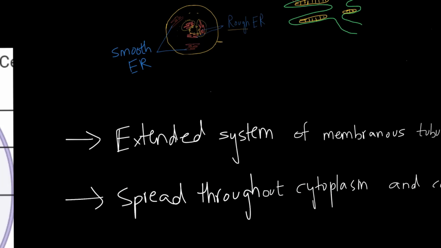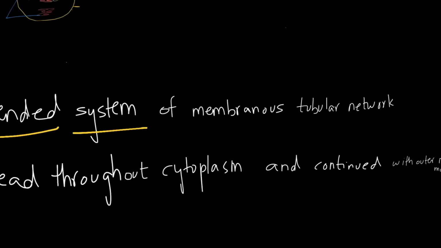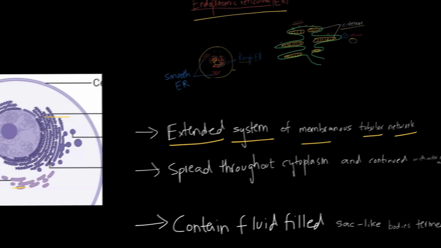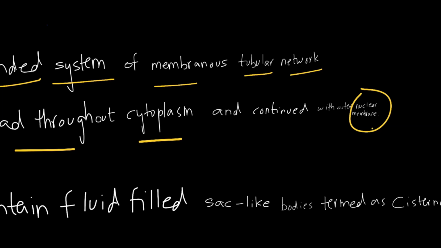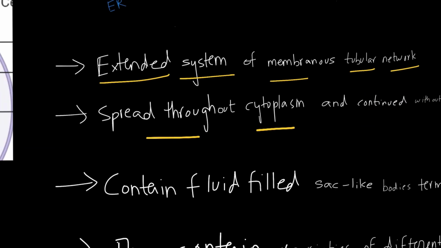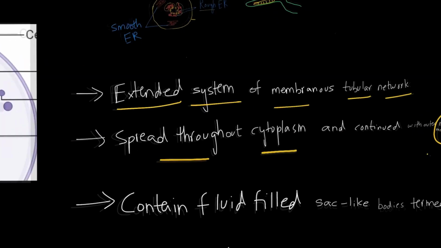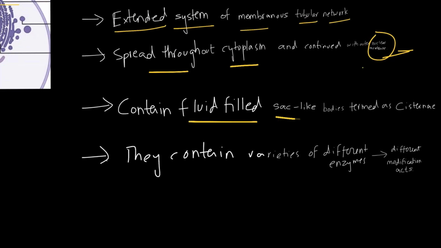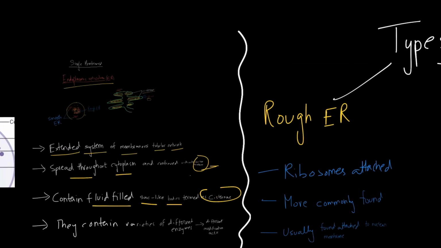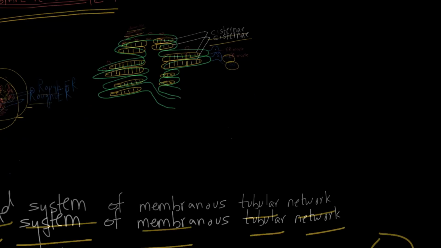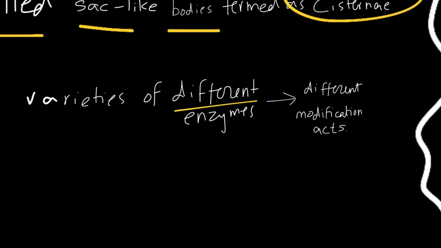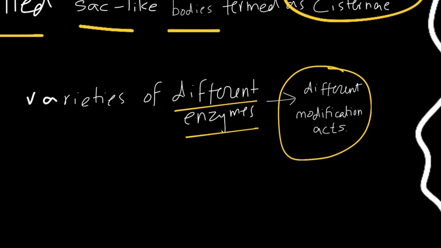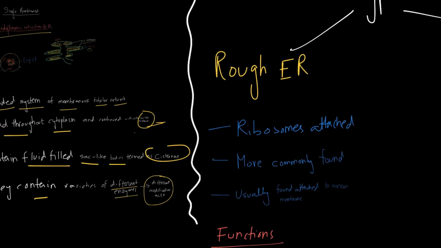Now, what the endoplasmic reticulum does is that it is an extended system of membranous tubular network, right? It is spread throughout the cytoplasm and continued with the outer nuclear membrane. These are rough ones, and those only in the cytoplasm and not attached to the nuclear membrane are the smooth ones. They contain fluid-filled sac-like bodies termed as cisternae. So these rod-like structures I mentioned are fluid-filled sac-like bodies known as cisternae. What they contain is different enzymes, and these enzymes are responsible for different modification acts, which is the sole purpose of an endoplasmic reticulum.